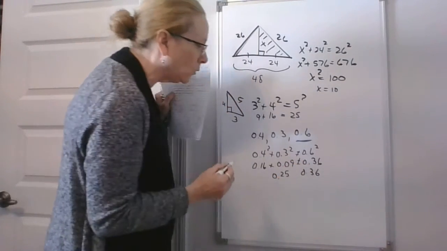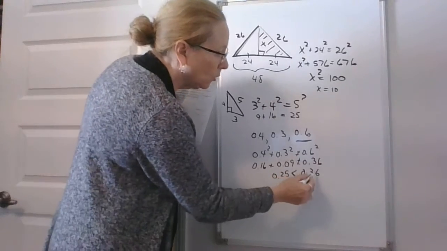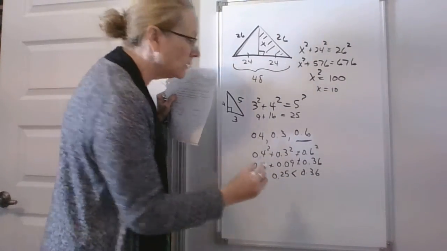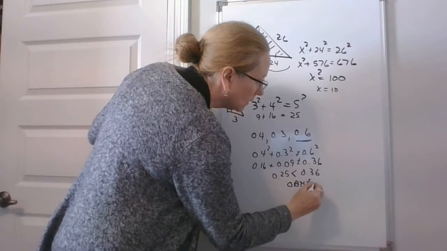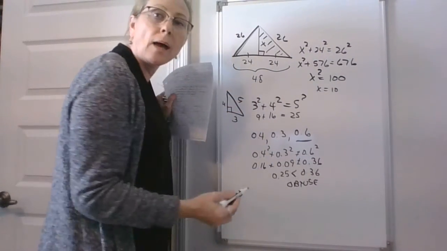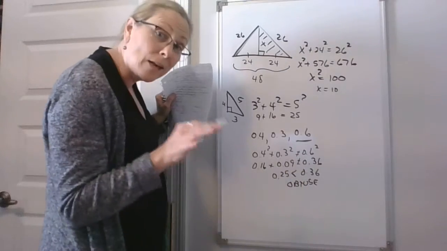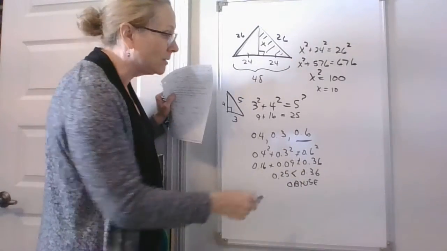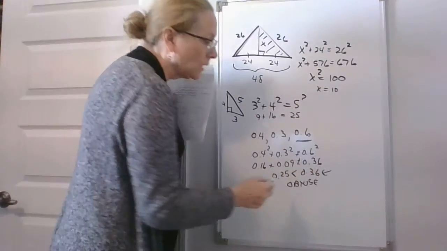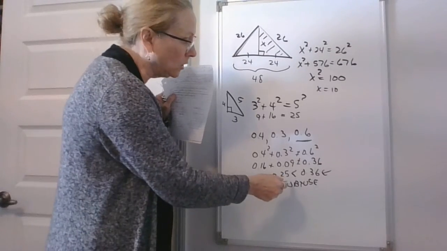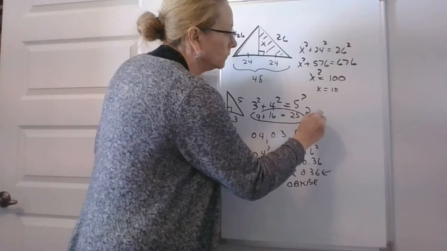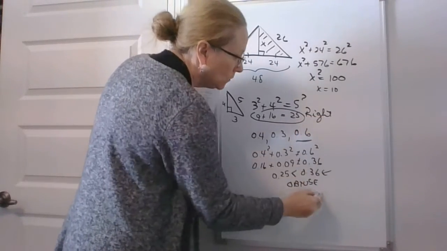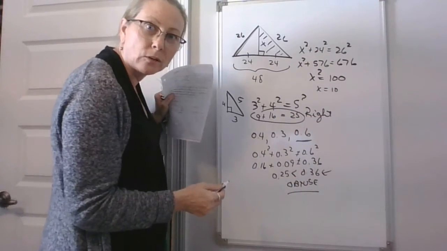So it's not equal, but this one is greater. If the hypotenuse is greater, it's obtuse. If the hypotenuse, or what we tested to see if it was the hypotenuse, if this number is smaller, it would be acute. So this one gives us a right triangle, and this one gives us the obtuse triangle.